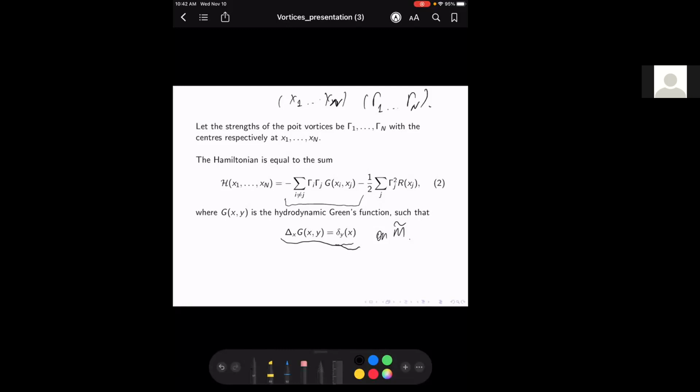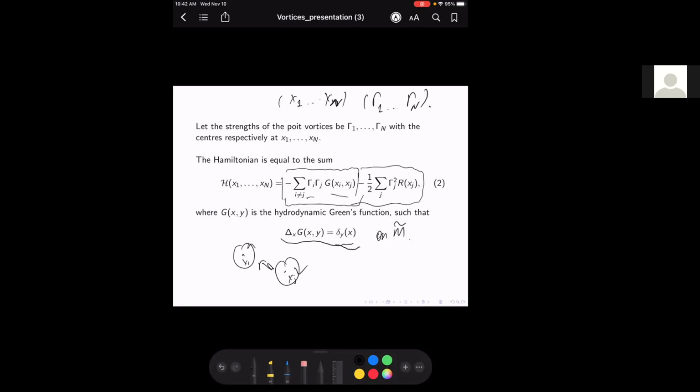So we apply Green's function to the centers of the point vortices, multiply them by their point vortex strengths, and then subtract this mysterious thing over here, which we'll talk about in a moment. The physical meaning of the Green's function part of the Hamiltonian is the interaction between two different point vortices, xi and xj. So how the two point vortices interact is described by this Green's function.